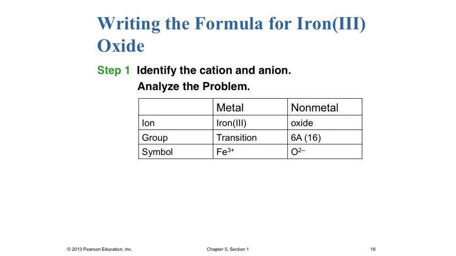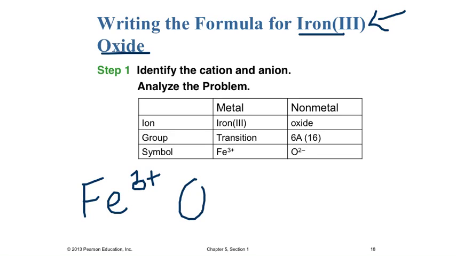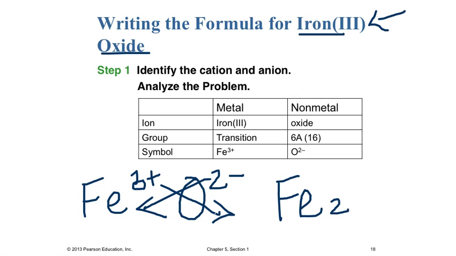You can also write a formula from the name. Iron symbol is Fe. The Roman numeral 3 means that iron has a charge of 3. And the oxide is oxygen. So if we put it all together, if we say that iron has a charge of plus 3, and we have oxygen, which we know has a charge of 2 minus, remember we can crisscross down to find the formula. So we have Fe2O3.